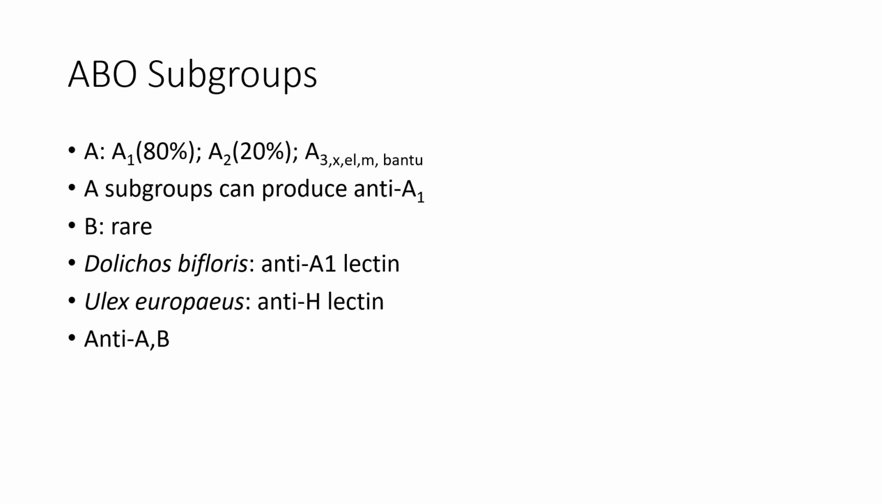Dolichos biflorus is also known as anti-A1 lectin, and this will cause agglutination of A1 red blood cells. Ulex europaeus is an anti-H lectin. Anti-H lectin reacts with red blood cells that have more H antigen on them. This helps us identify discrepancies. Group O red blood cells and group A2 red blood cells have more H antigen on them than group A1 red blood cells. Anti-A,B reacts stronger with A subgroups than the typical anti-A1 reagent.